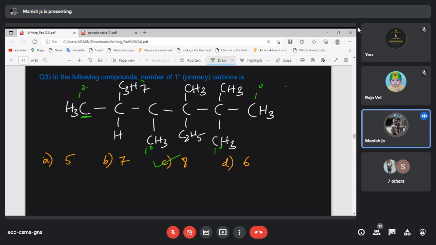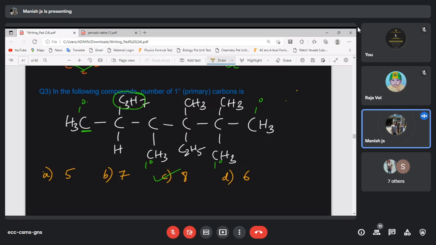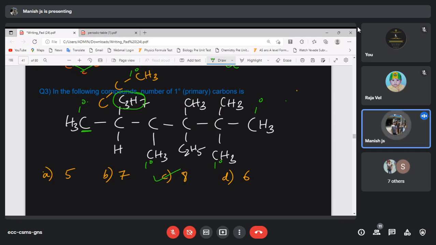Now here you have a propyl group. I already taught you how to write a propyl group. A propyl has 3 carbons, so it can be represented like this. 3 carbons, so at the end there will be a CH3, right? So that is one primary. Similarly, this is one more primary. This is also one more primary. And here also one primary will be there at the end. If you count everything, you will get the number as 8. The count will be 8. So there are 8 primary carbons in this hydrocarbon. So the answer is 8.